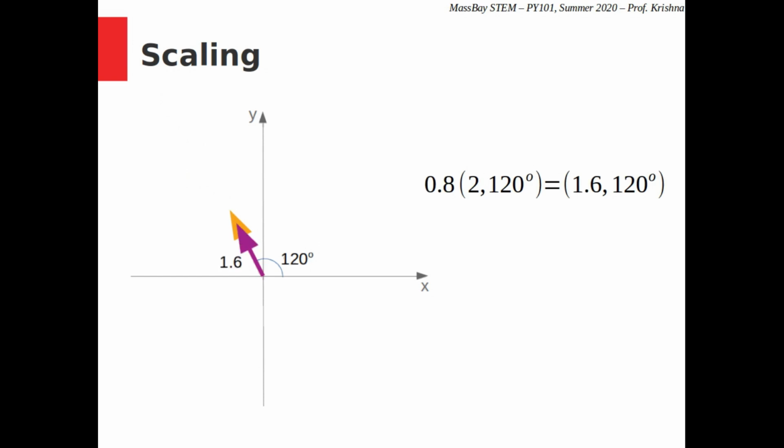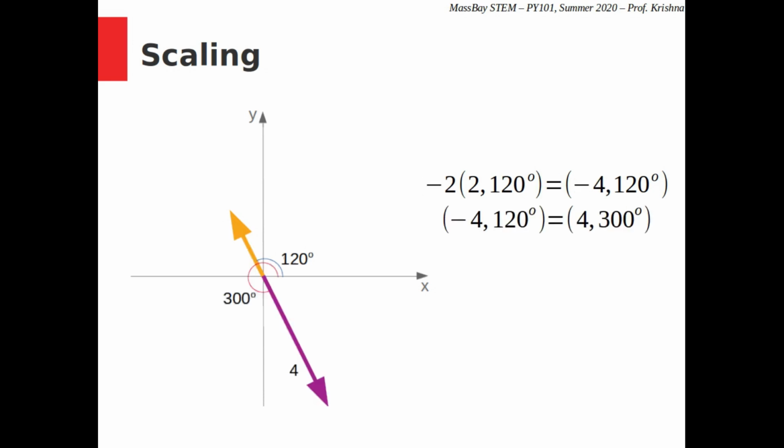What if we multiplied the original vector by something less than 1, like 0.8? Again, we multiply the scalar by the size, and we get a new vector that is shorter than the original, but still pointed in the same direction, 1.6, 120 degrees.